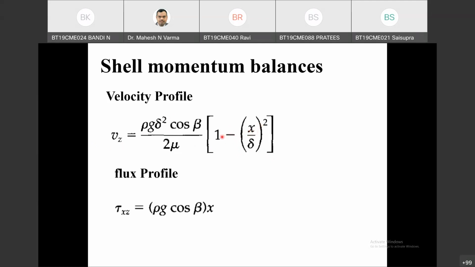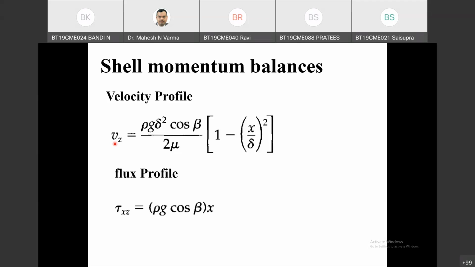So 1 squared is 1, 1 minus 1 is 0. So this bracket is 0 at x equals delta and vz equals 0. So easily you can get back your boundary condition. And if you are getting back your boundary condition using a profile equation, you can be fairly sure that there is a close possibility that whatever profile equation you got is correct. You can say this is the cross check of your velocity profile and flux profile equation. That is one important thing you should remember.